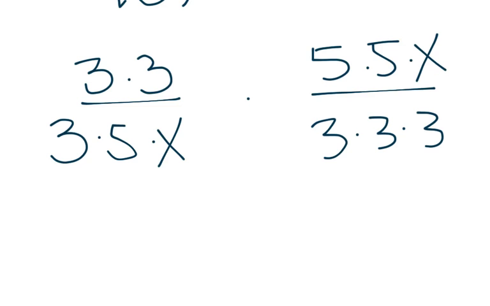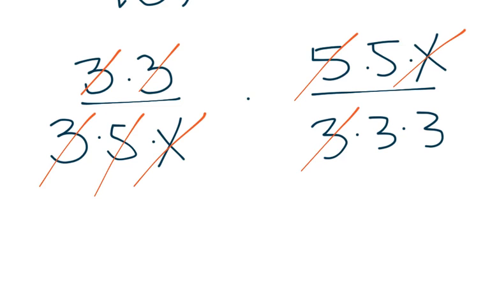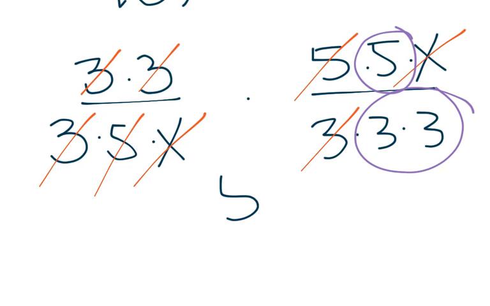So now we want to cancel out like terms. So on the top we have a 3, and on the bottom we have a 3. On the top, this 3 can cancel out this 3, this 5 can cancel out this 5, and this x can cancel out this x. So what we have left is 5 on the top and 3 times 3 on the bottom. So our answer is going to be 5 over 9.